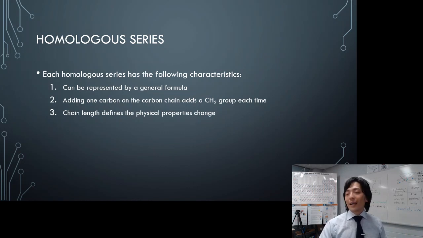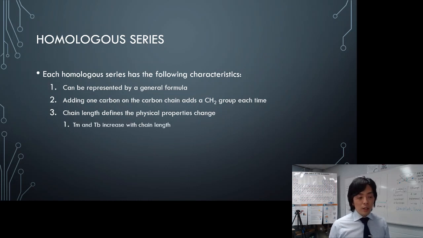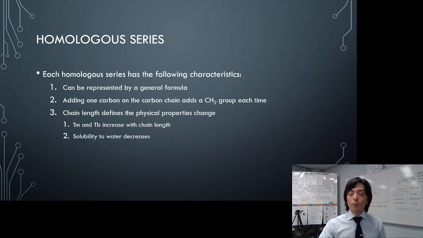To each group, every time you increase the number of carbon. Thirdly, chain length defines the physical property change. Again, it shouldn't be anything new. It just changes the dispersion force. So melting point and boiling point would be increased. Solubility to water would also decrease.